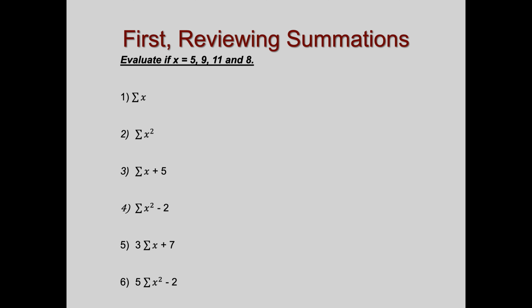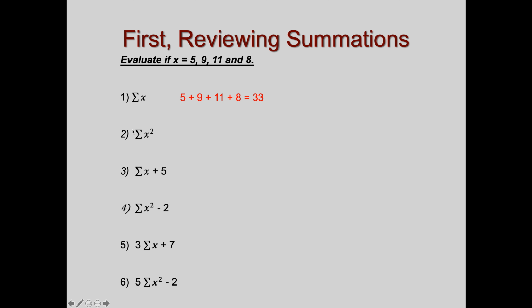Okay, so we said before that this symbol right here, we call it sigma. It's a summation symbol. It means to add up all of the x's. So this means whenever x is 5, 9, 11, and 8, we got to add them all up. So I write them out, I definitely want to do that. So I write them out and I get 33.